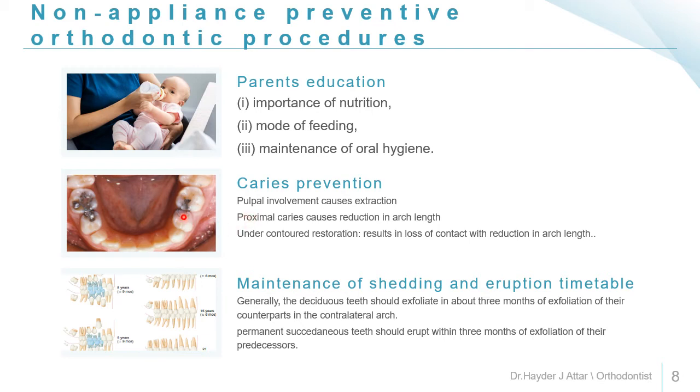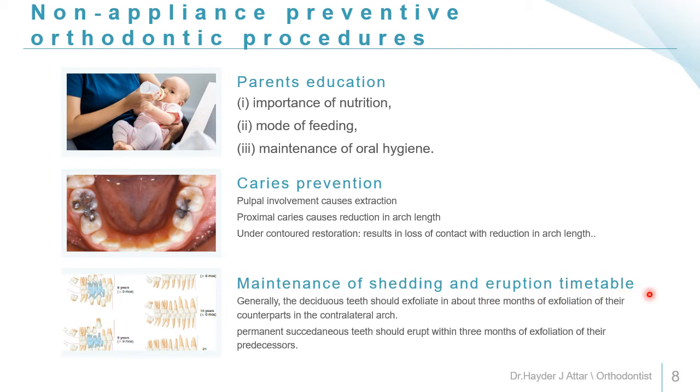In addition, proximal caries, as in this picture, can cause reduction in arch length, and a proximal restoration or amalgam restoration that is under-contoured can result in loss of contact with reduction of arch length. Another procedure undertaken by the dentist as a non-appliance preventive orthodontic procedure is the maintenance of the shedding and eruption timetable.